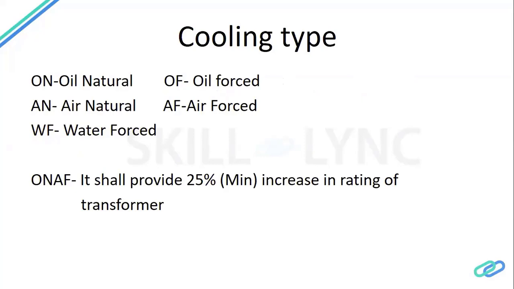ON is oil natural, AN is air natural, OF is oil force. Sometimes if the transformer is too big, then we have to use a pump to force the oil, so it will travel in the body of the transformer and get cooled down. AF is air force, so we install fans outside the body of the transformer, so it gets cooled by the fans. Sometimes we have to use water force, but generally it's for big ratings. But force cooling methods increase the transformer rating also. Generally ONAN is the most commonly used transformer in the industry.